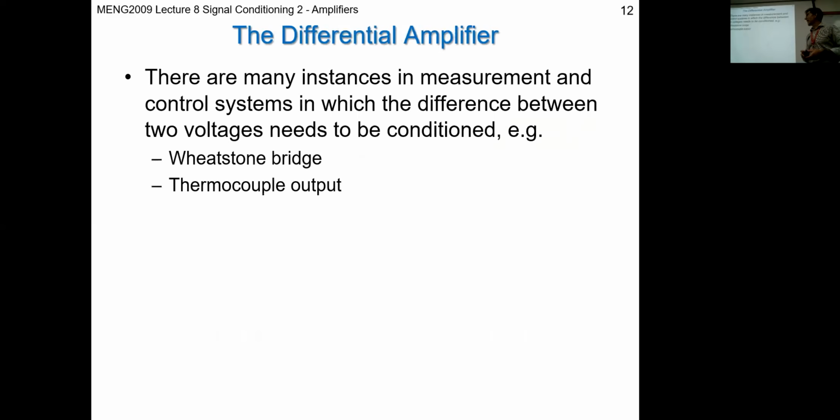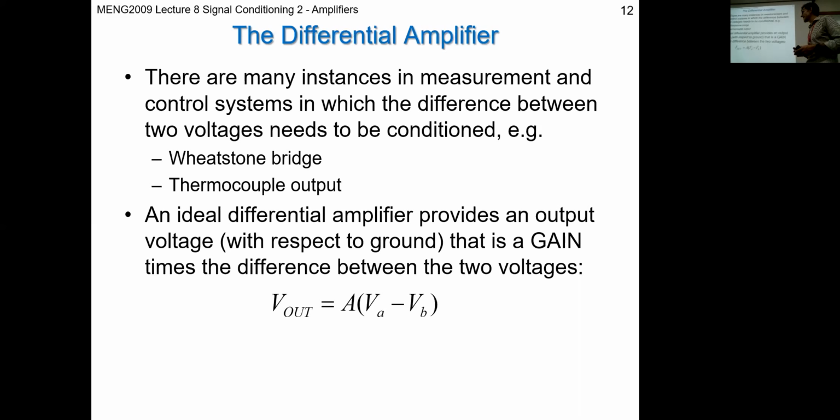This one, I guess, is a bit more interesting now. A lot of the time, we want to amplify not just one input versus ground, but we're interested in the difference between two voltages and amplifying that difference. A particular case is a Wheatstone bridge, where we might want to amplify the difference between the two sides of the bridge, and that's a differential voltage. So a differential amplifier is used for differential voltages, like Wheatstone bridges and thermocouple outputs, two common applications.